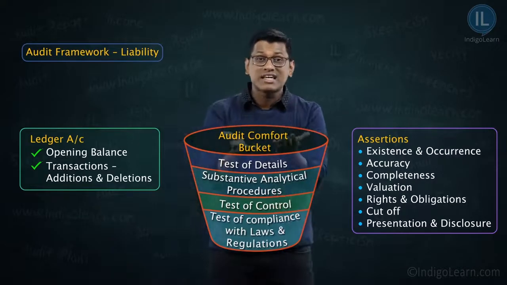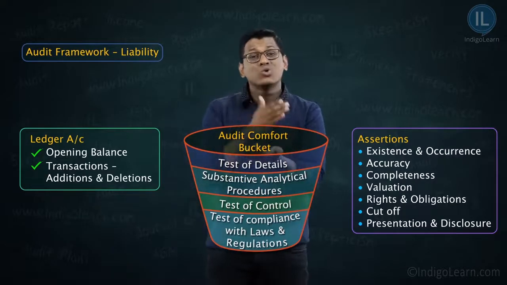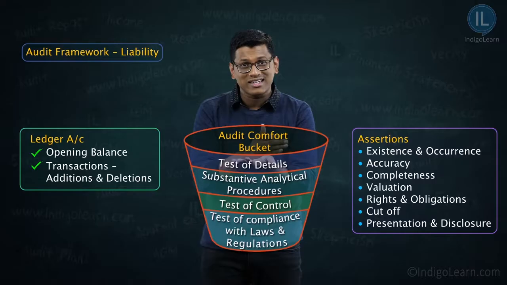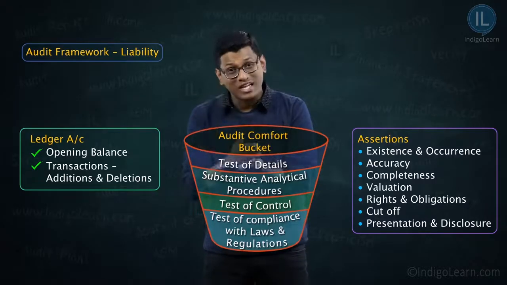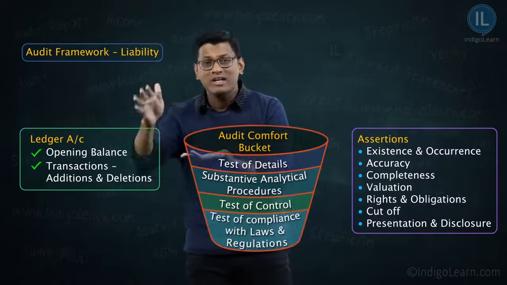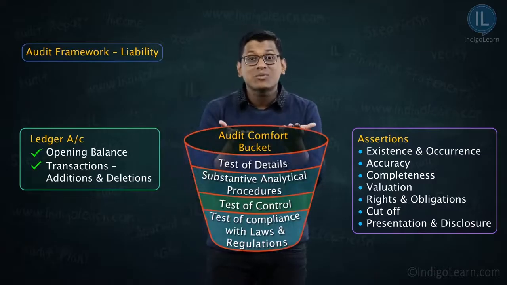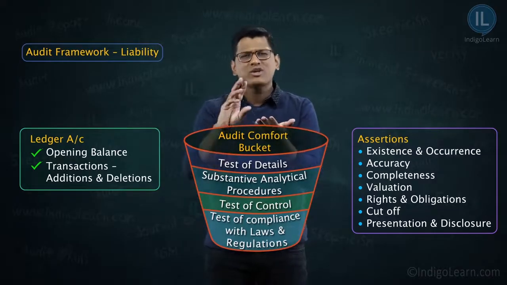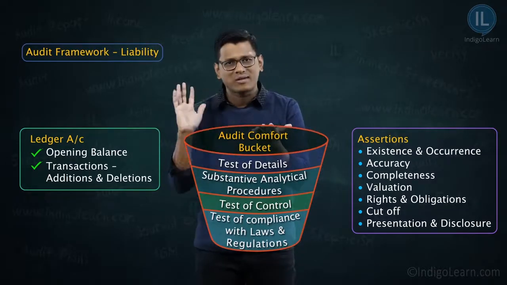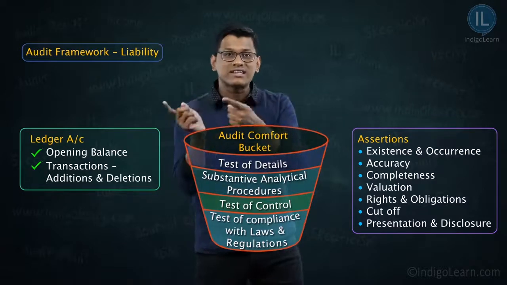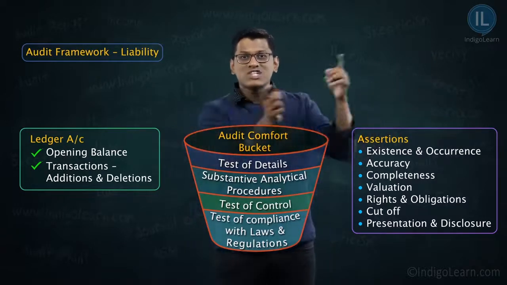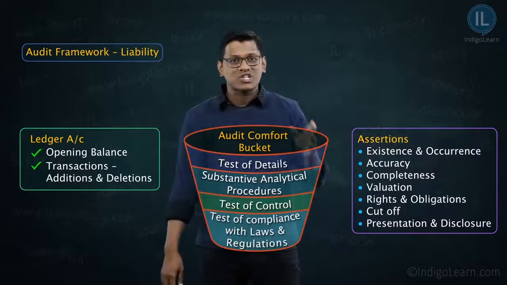Then test of controls. Are there controls regarding who should take a loan, how much loan can be taken, etc.? Then, are those controls adequate and are they being followed effectively? Then analytical procedures regarding loans, particularly for interest, you can carry out analytical procedures. And finally, test of details. The moment I come to test of details, straight away I will come to these assertions.